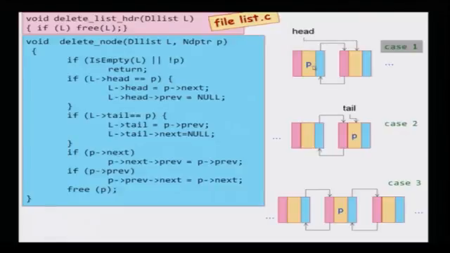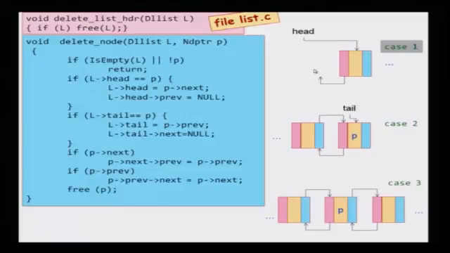Okay. So, head will be made to point to P next. This is the line here, L head will go to P next. Now, this guy's previous will be set to null because we are going to delete this node. So, this guy's previous will be set to null.